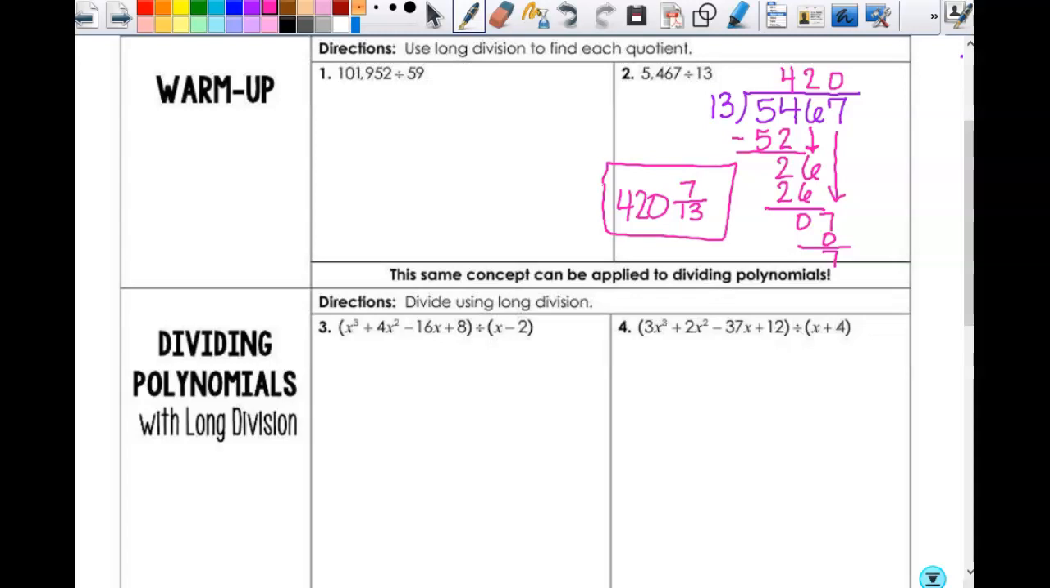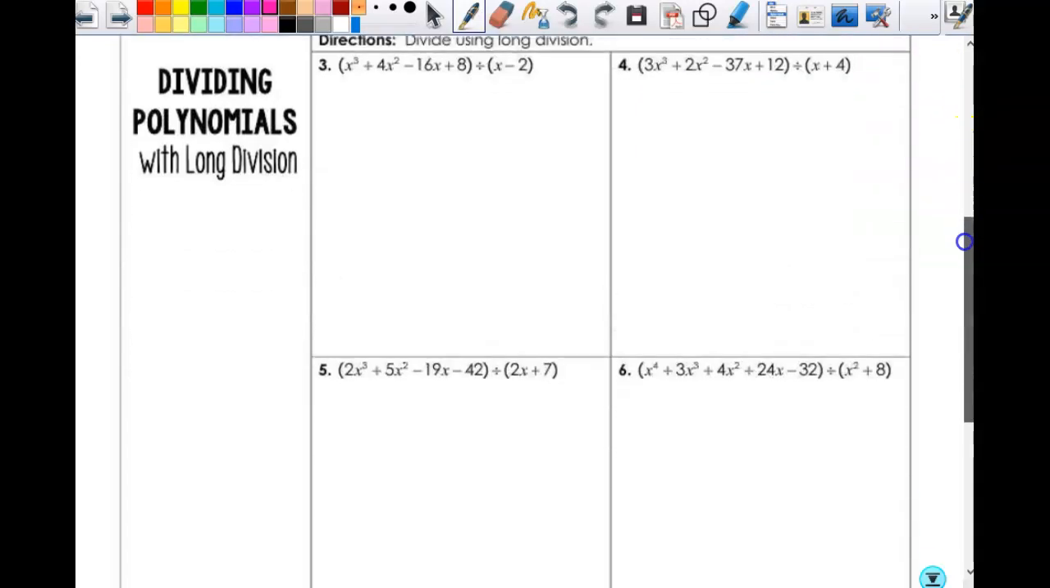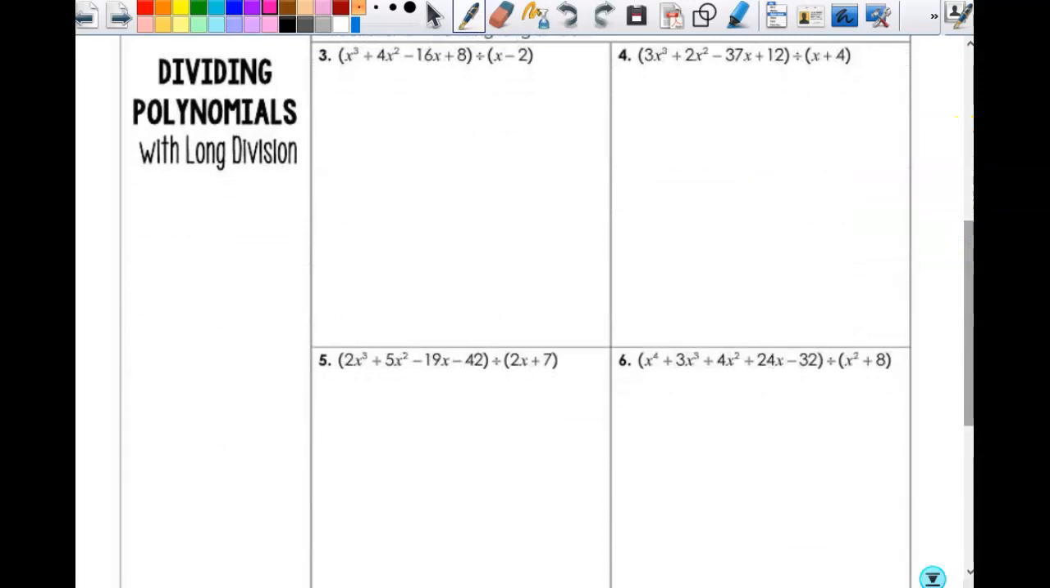All right, so let's look at number 4. We're going to start with number 4. And when you make your little division sign, make sure you leave room to actually write above it. So we get 3x cubed plus 2x squared minus 37x plus 12. And I'm going to divide x plus 4 into that.